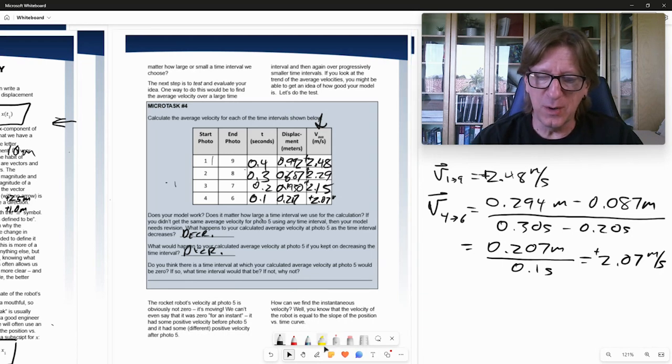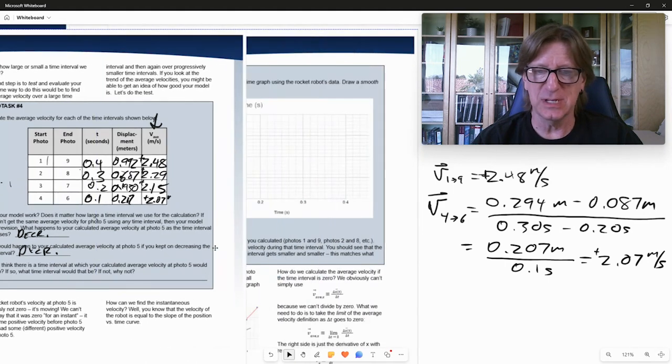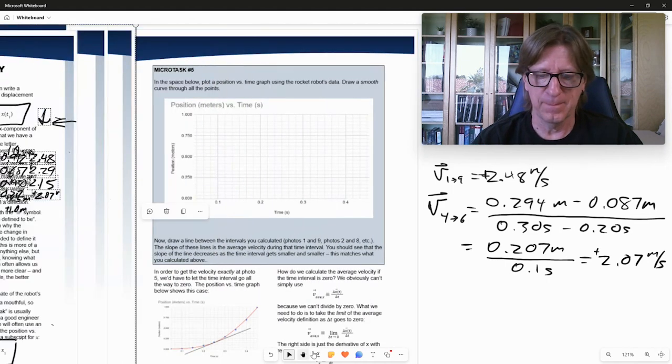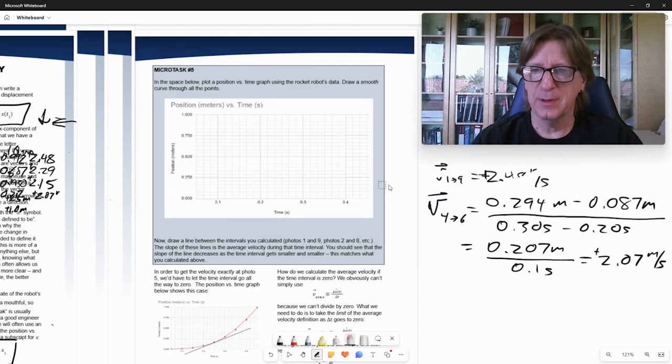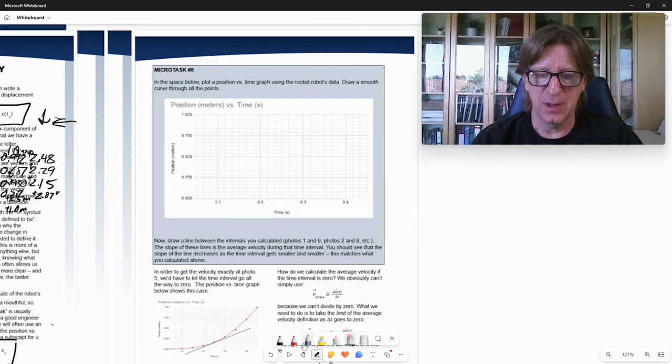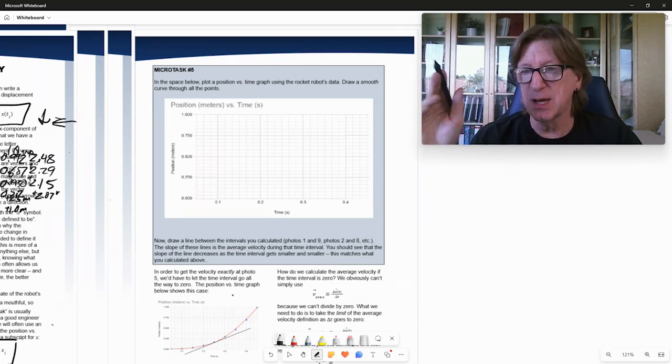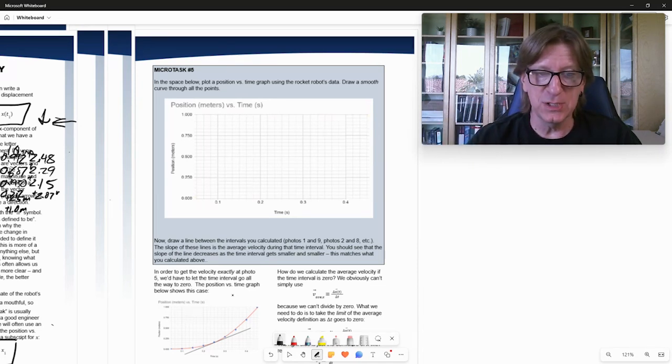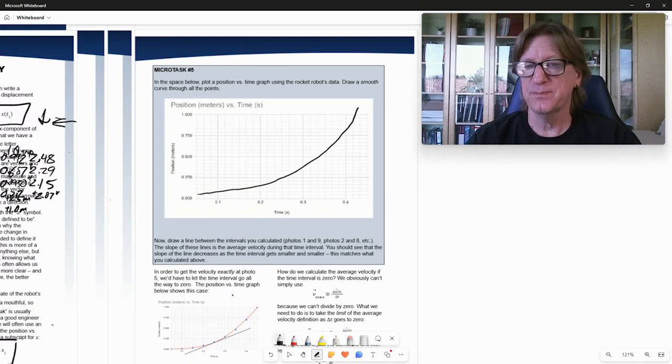So if we want to know the instantaneous velocity, you can see down at the bottom, we know that the velocity of the robot is equal to the slope of the position versus time curve. So let's bring that over here. And we'll erase this so we've got some room. All right, now I'm not going to plot each dot because it takes a long time. I think you should, so that you can get a really good, careful idea of what's going on. But when you finish it, you should get something that maybe resembles this curve here.